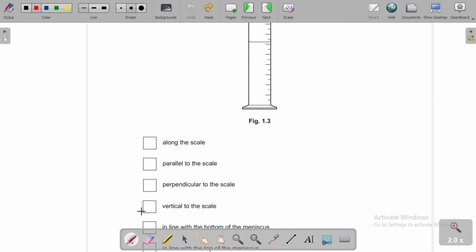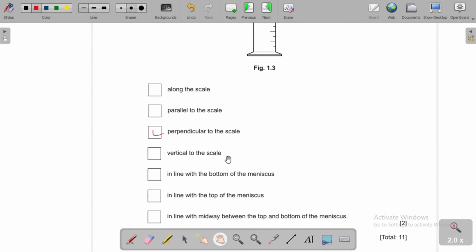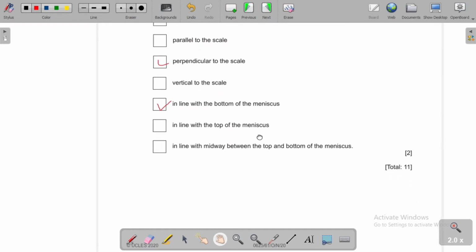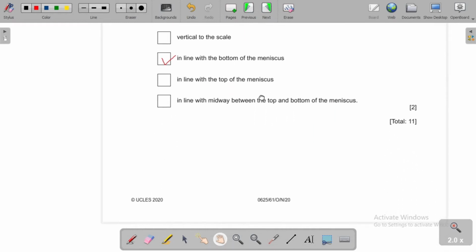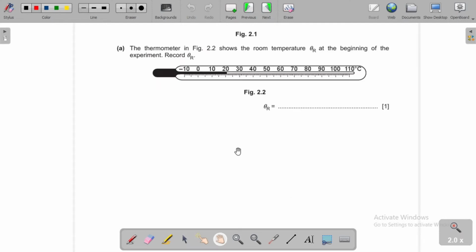Perpendicular to the scale, yes, it should be perpendicular to the scale. That one is right. Let's see whether there is any other one there. Vertical to the scale, no. Parallel to the scale, along the scale, no. In line with the bottom of the meniscus, that is correct. In line with the top, no. In line with midway, no. So all these are wrong. So you need to tick the 2 boxes and then you get your marks.